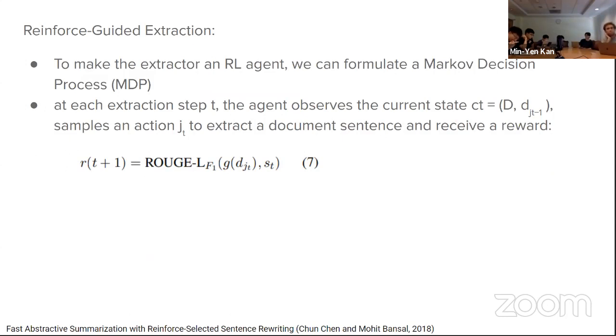Yeah, and in the end, you just do the reinforced guided extraction. To make the extractor an RL agent, they just formulate a Markov decision process, and at each extraction step, the agent observes the current state, which is the document and the summary word chosen in the previous step, and samples a new action. So again, the action we will speak about in the next slide, but the action could be the stop action as well, as we just discussed. In the end, it extracts a document sentence and receives a reward.